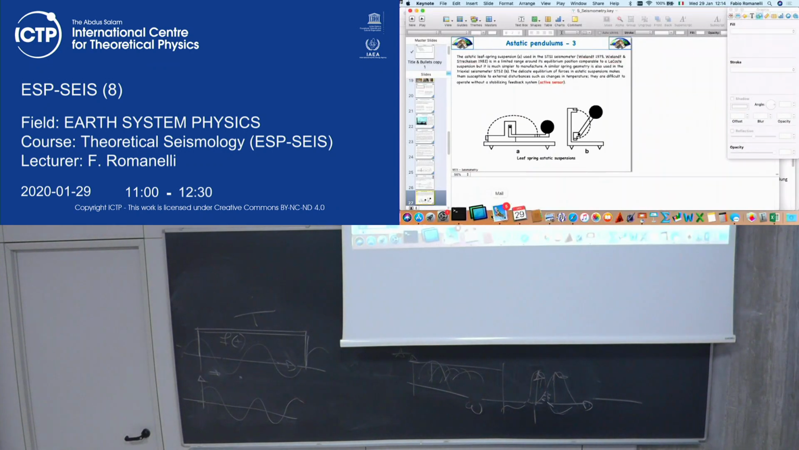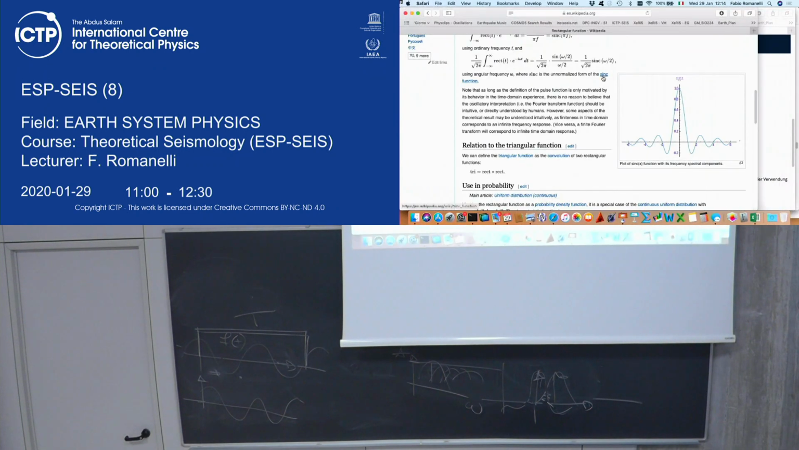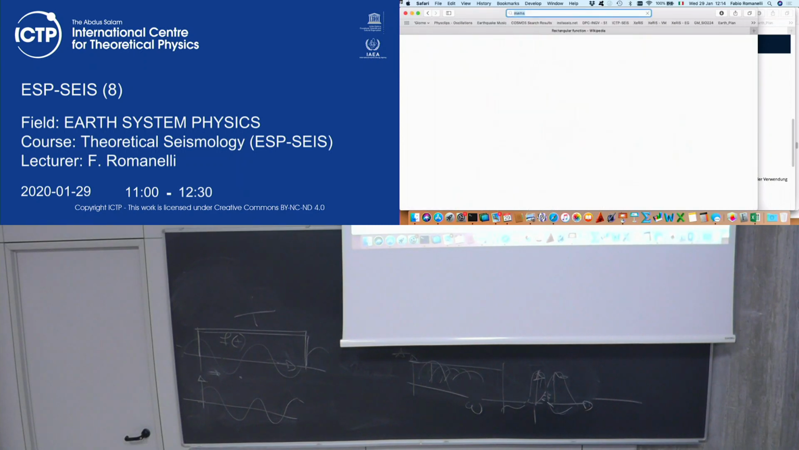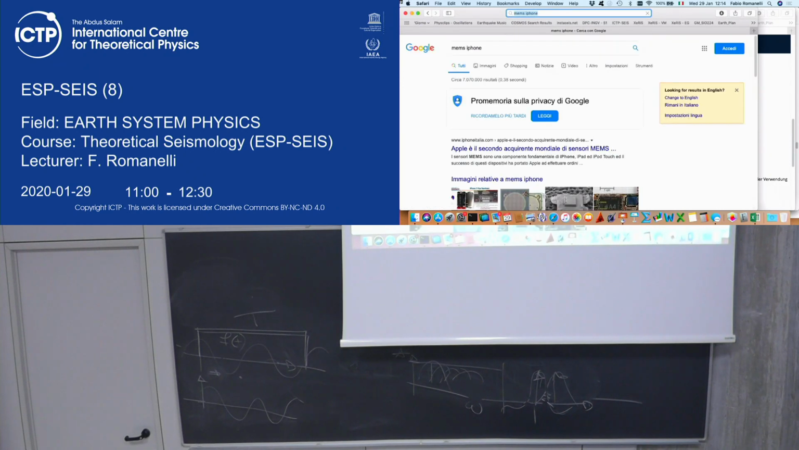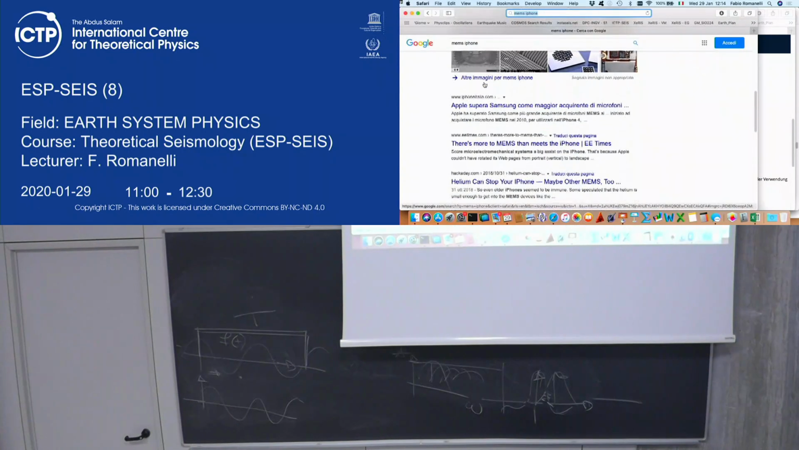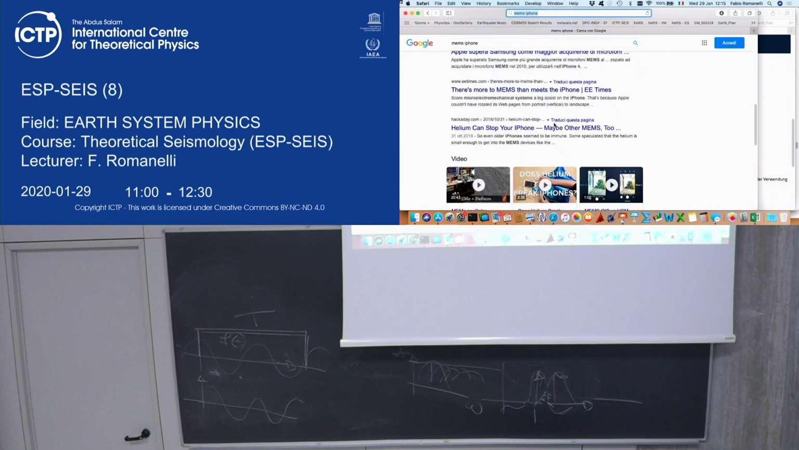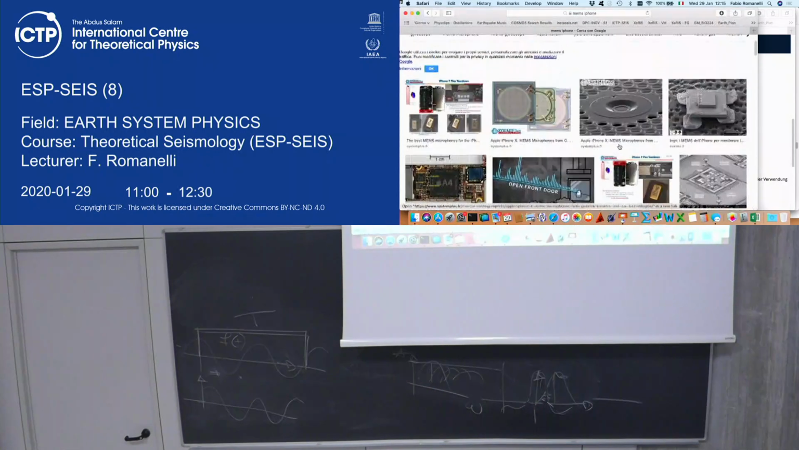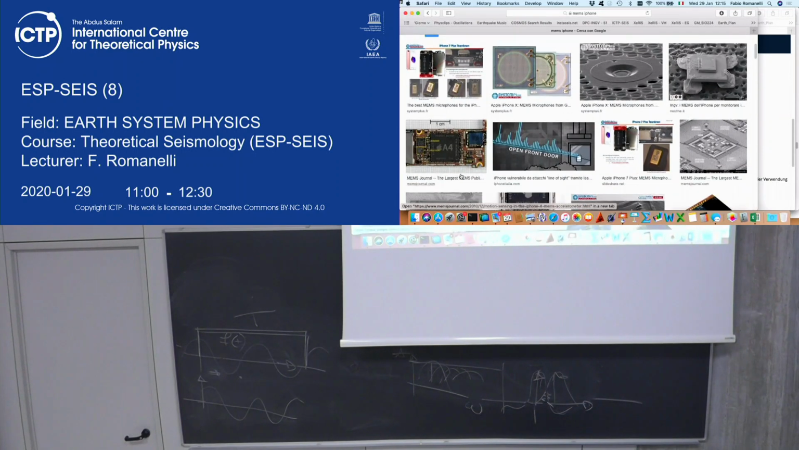Let me show you, that's why it's called an active sensor. MEMS. Let's be understood, guys, no advertisement here, but okay, I think it's this one.